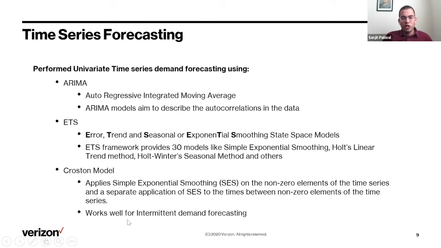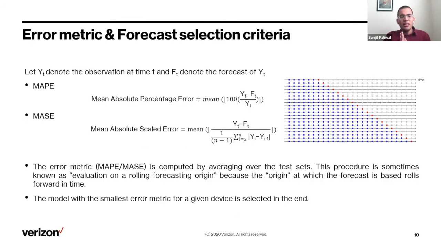It works pretty well for intermittent demand forecasting. Then what we have now is the error metric and forecast selection criteria.